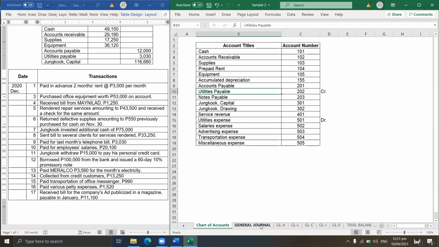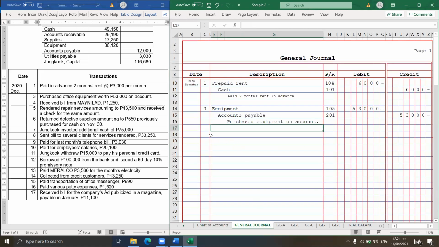Okay? So let's journalize. So December 4. Okay? So we debit utilities expense. Okay? So that's amounting to 1,250. Okay? And then ang credit natin is utilities payable.